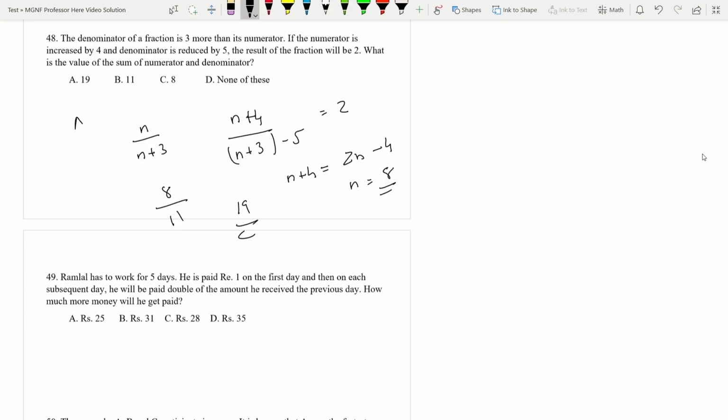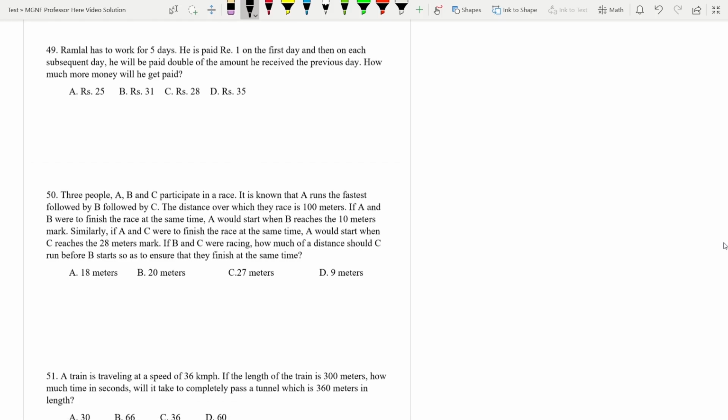So option A is the answer. So we move on to question number 49. Ramlal has to work for 5 days. He is paid ₹1 on the first day, and then on each subsequent day he will be paid double of the amount he received the previous day.